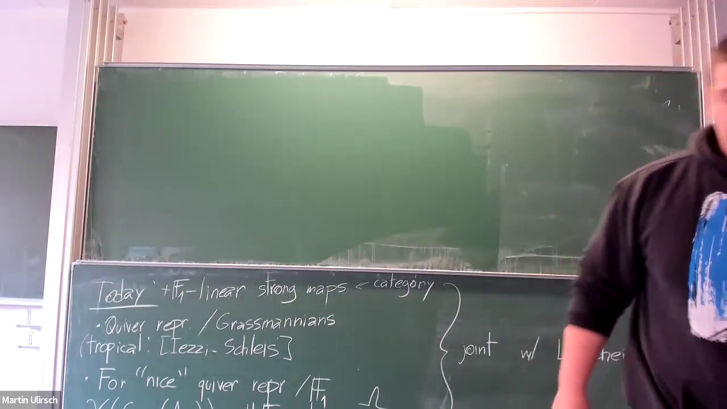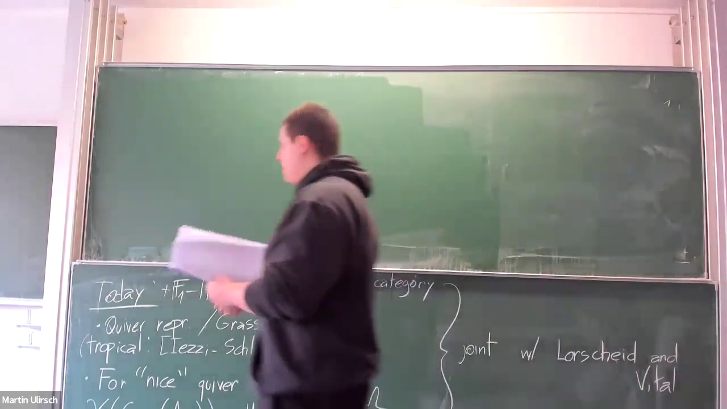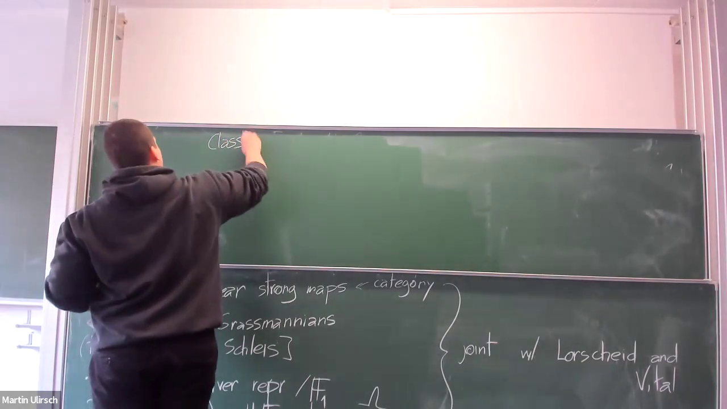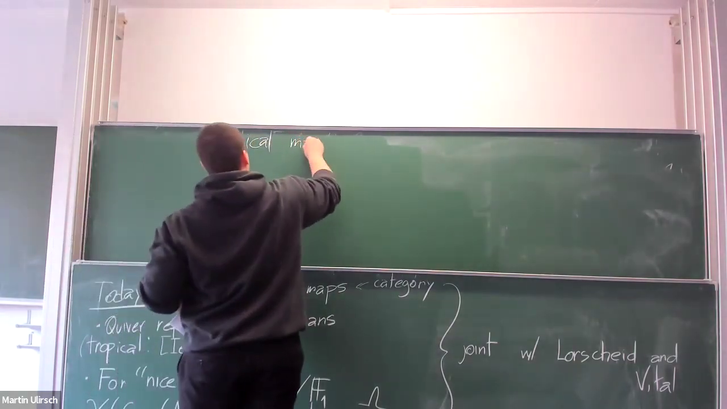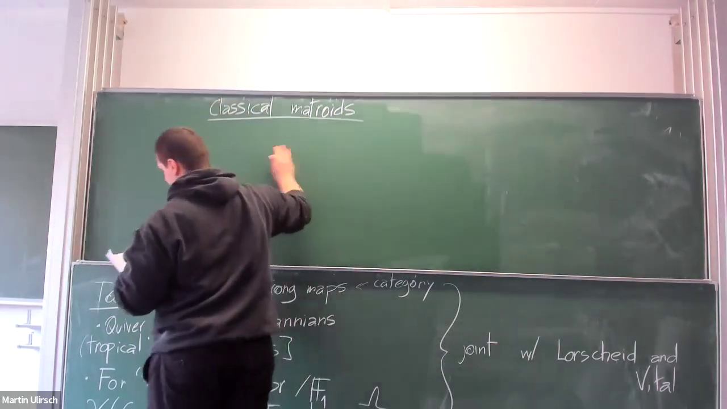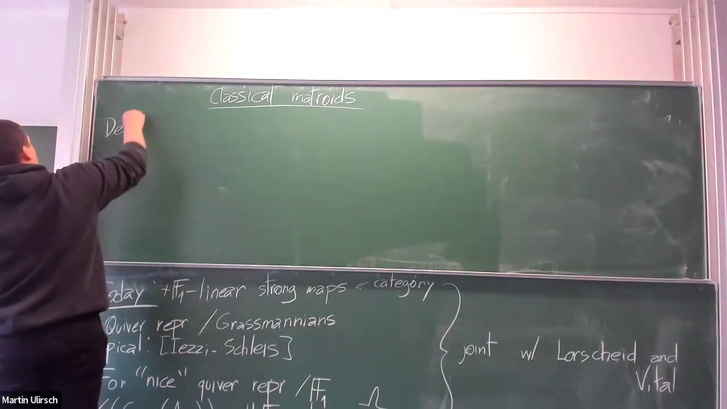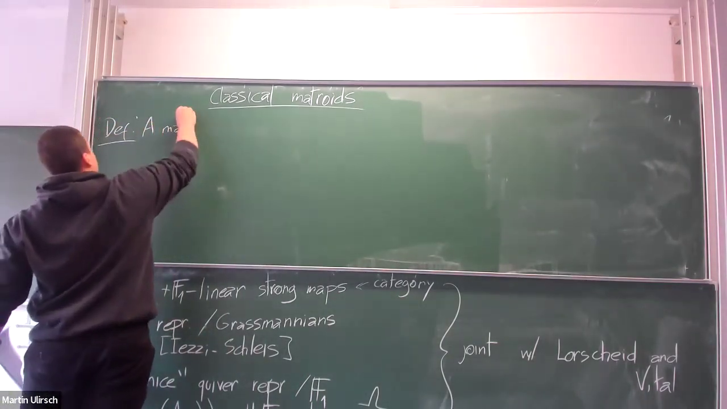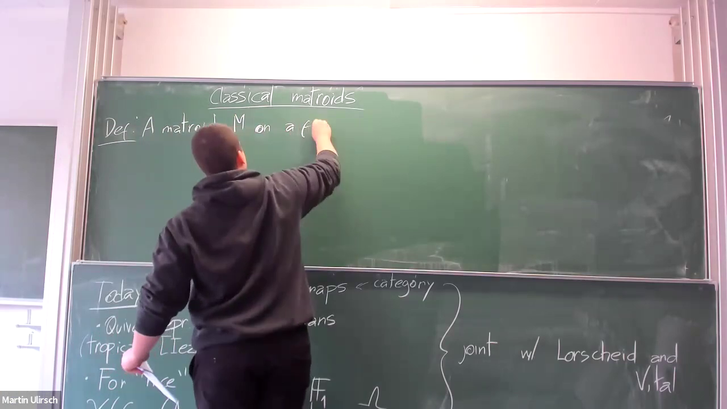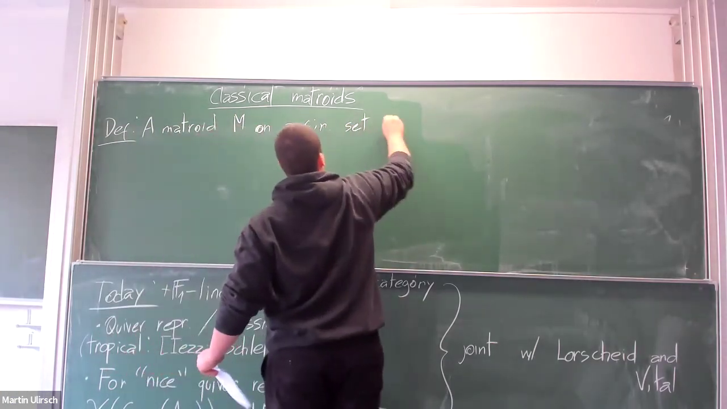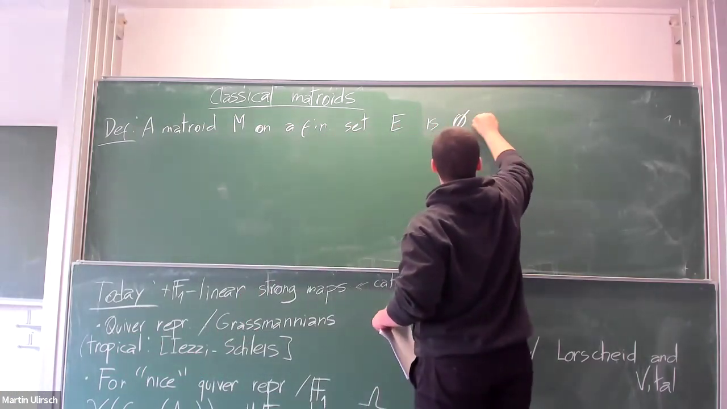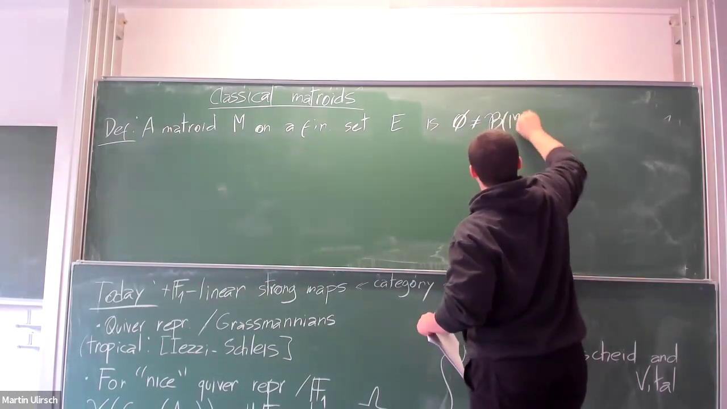So I don't know if everyone here knows what a matroid is, so I'll present it to you. Definition: a matroid on a finite set E is a nonempty collection of subsets of E.